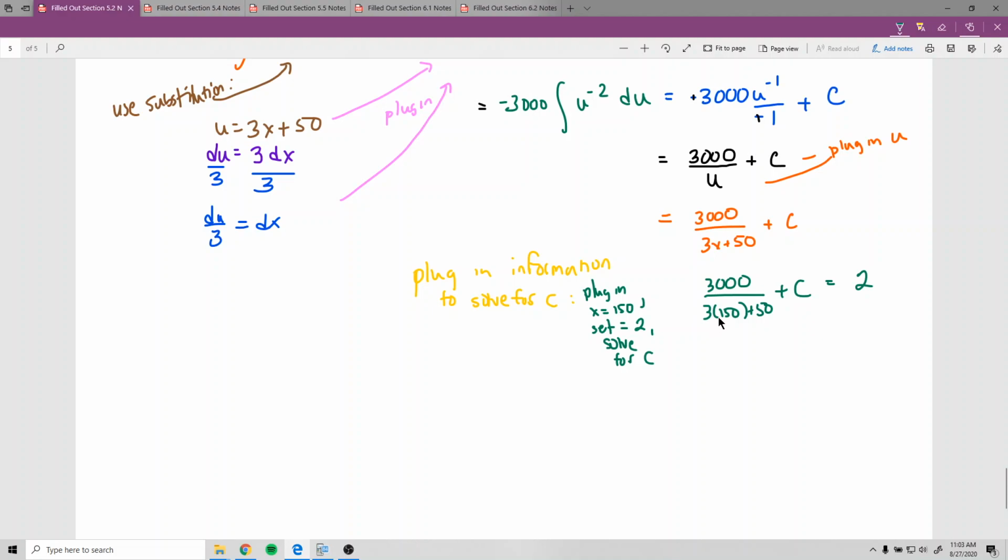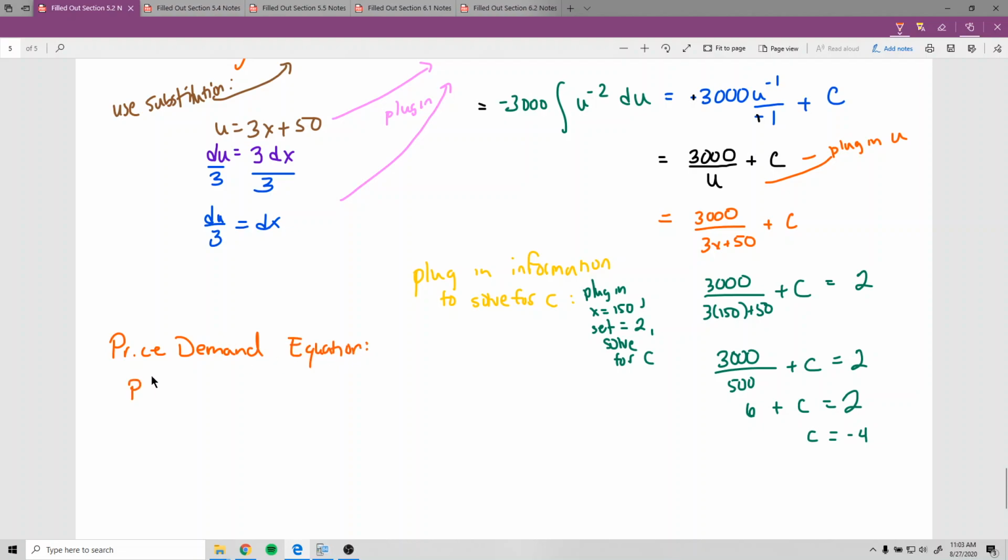Now the denominator there, 3 times 150 is 450, plus 50 is 500. We got 3,000 over 500 plus C equals 2. And luckily that comes out to be just 6. So we got 6 plus C equals 2. Subtract the 6 from each side and we get C equals -4. Once we found C, we would plug it into our price-demand equation up here to get our specific one. P of X equals 3,000 over 3x plus 50, and then C is -4, so we get a -4.